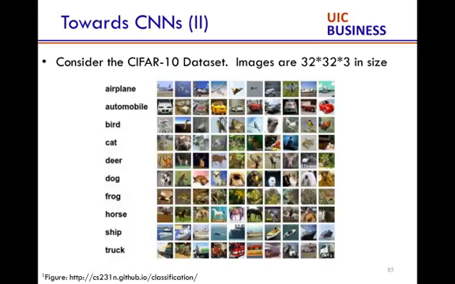Okay. Now let's look at a particular data set, which is the CIFAR 10 data set. As the name implies, it has 10 classes, so 10 labels. And each image is actually a colored image. It's not a black and white image, so it's not a single matrix. The image sizes are quite small, just 32 pixels by 32 pixels by 3 for 3 color channels.